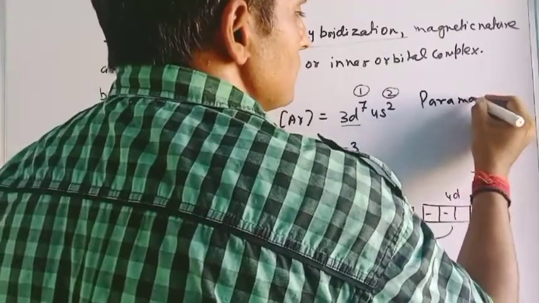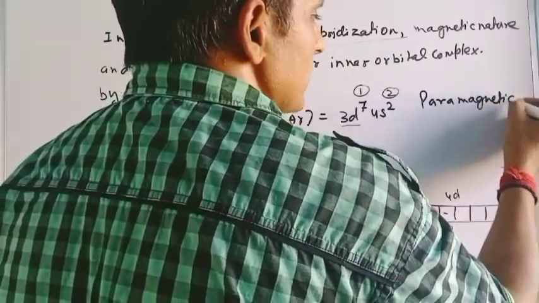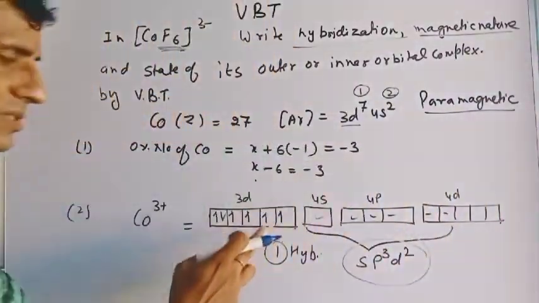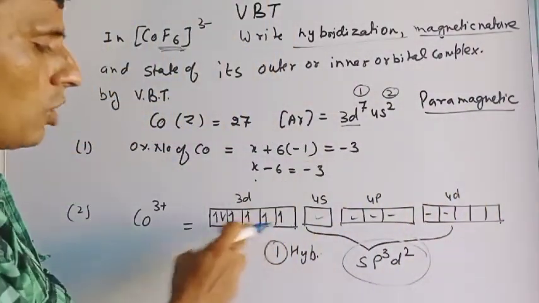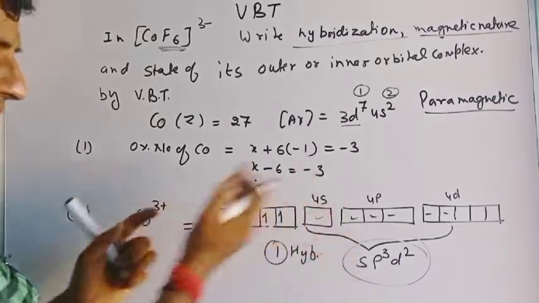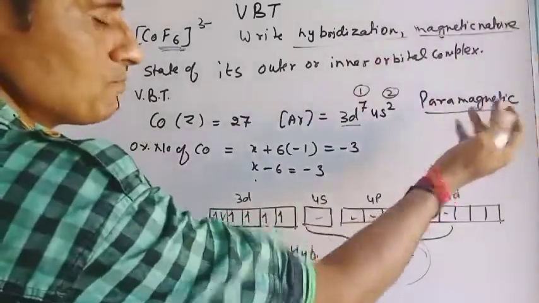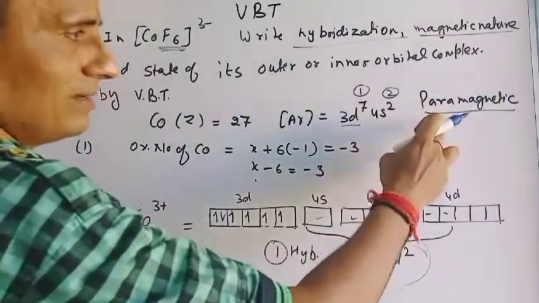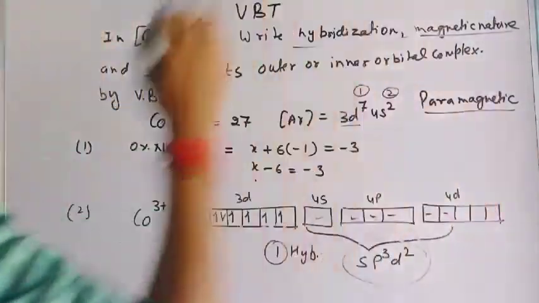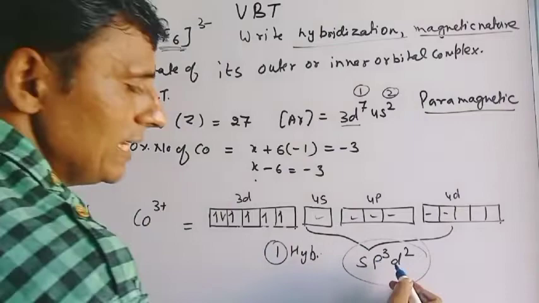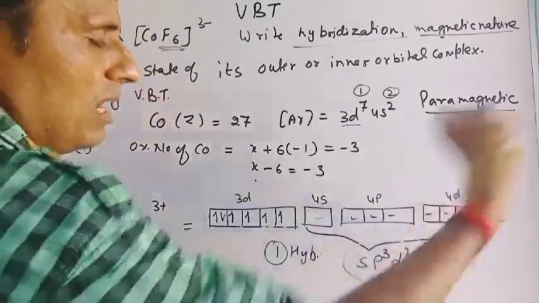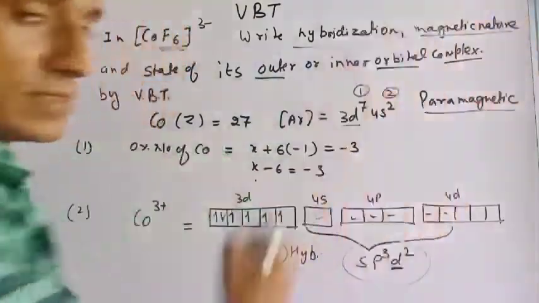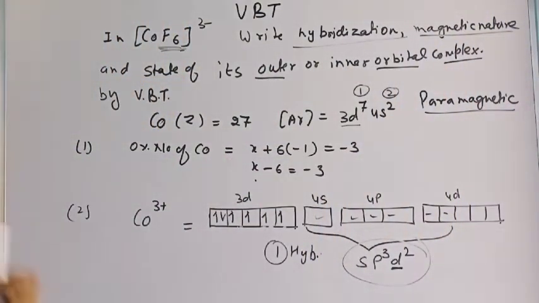Since the electrons in the orbitals are single, they are paramagnetic in nature. So the magnetic nature is paramagnetic because the electrons are single and occupy the orbitals singly. If the electrons are paired, they may be diamagnetic, but these electrons are single, so they are paramagnetic. Now d is used after p, so it is an outer orbital complex.